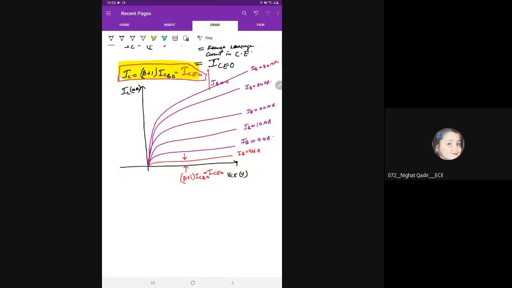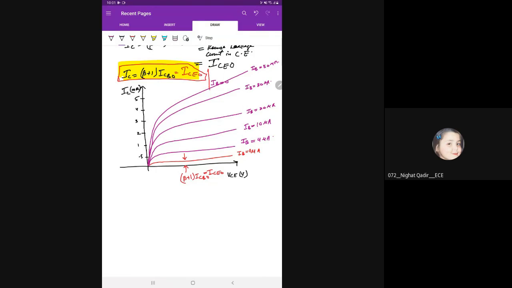Okay. And here on the y-axis, the current could be somewhere here. Say for example, the first one is 0.5 milliampere. Then maybe here it will be 1 milliampere. Then you have 2 milliamperes, and you have 3 milliamperes, and so on and so forth. You have 4 and 5 milliamperes.